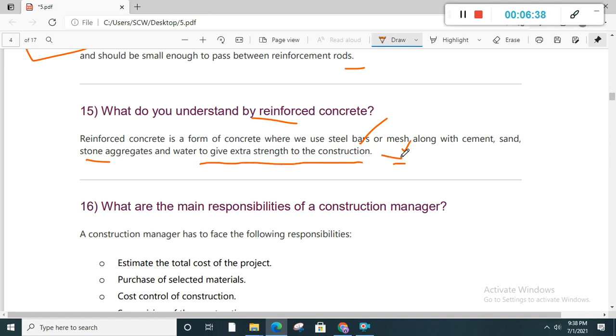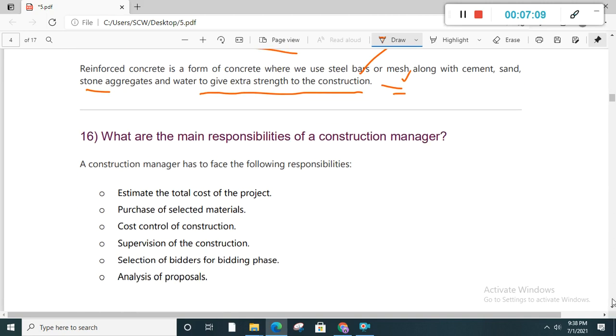Precisely, if someone asks, then we will say that concrete is weak in compression but the steel is strong in tension. That's why when we provide steel in between the concrete, that will increase the tensile strength of the concrete. So concrete already has compressive strength, and once we add the steel bars, then the tensile strength is also increased.